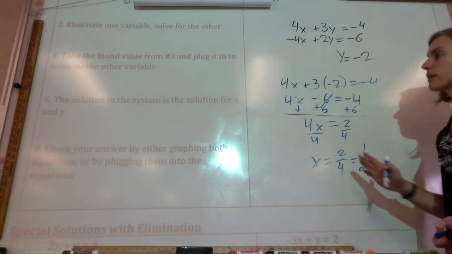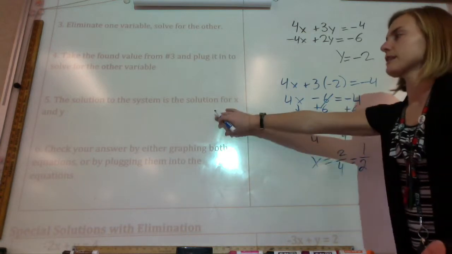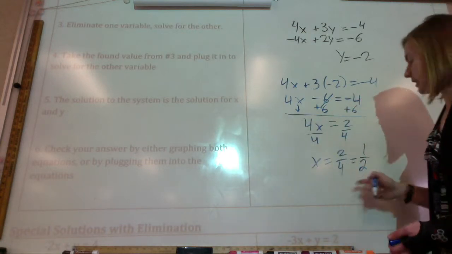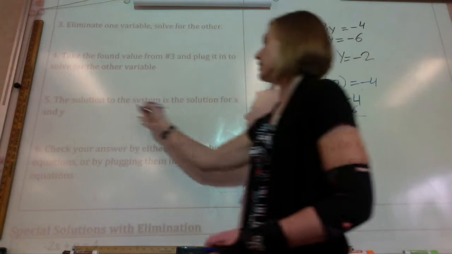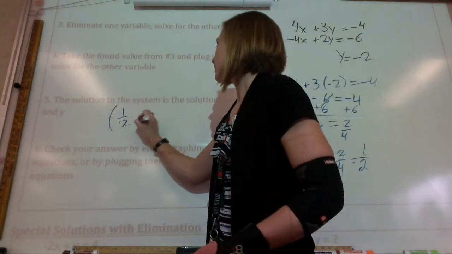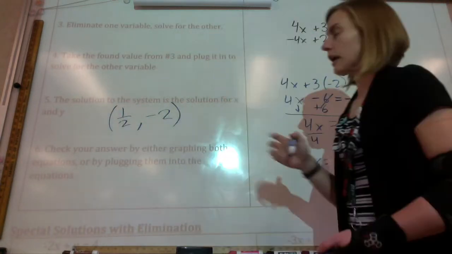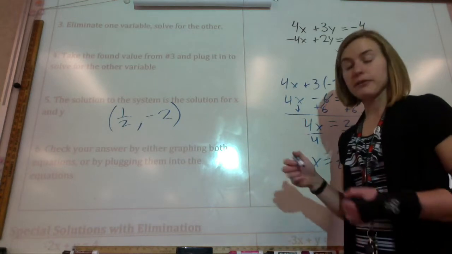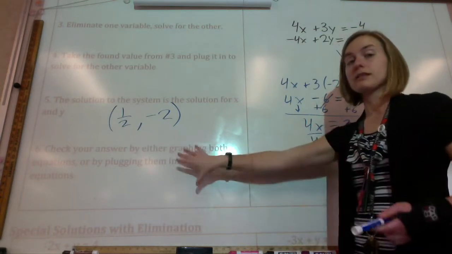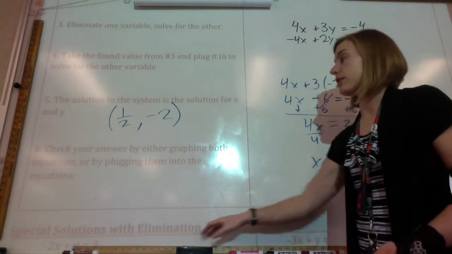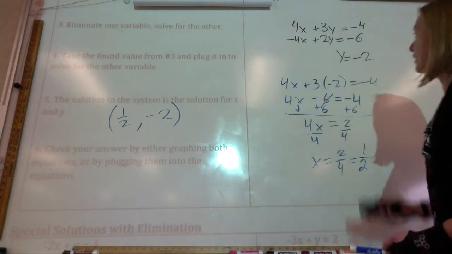Now, normally our last step is step 5 of just knowing that, oh, our solution is our x and our y. So our solution was 1/2, negative 2. And most of you will stop there. But if you want a really good grade, you're going to want to go on to step 6 where we check our answer. So I'm going to make some room and then we can check our answer.